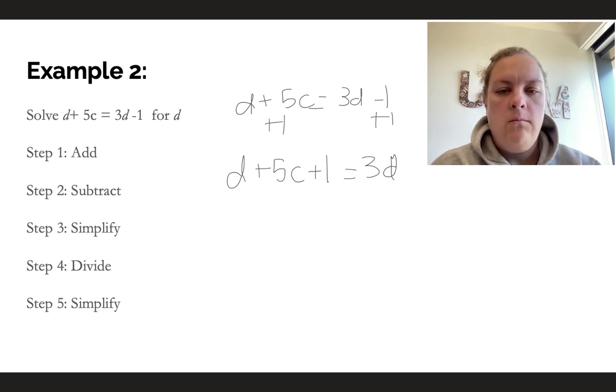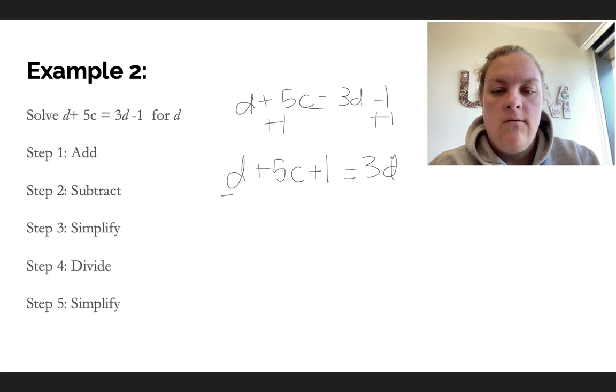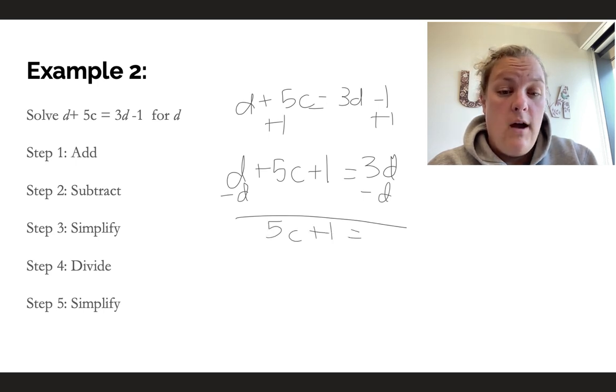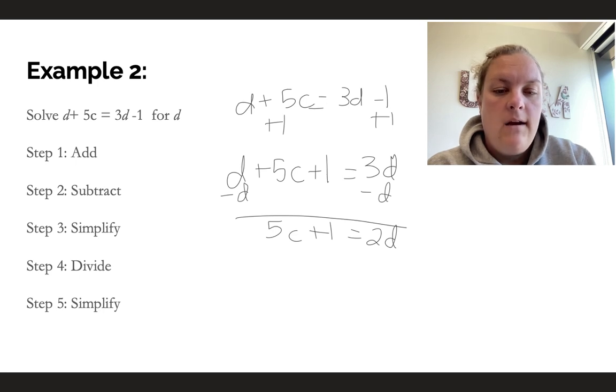So once we have moved the 1 to the left-hand side, we are going to take the d on the left-hand side and subtract it. Remember that there is an invisible 1 in front of that d. So when we subtract, we get 5c plus 1 equals 3 minus 1, or 2d. Okay, from there, we are going to try to isolate the d by dividing both sides by 2.